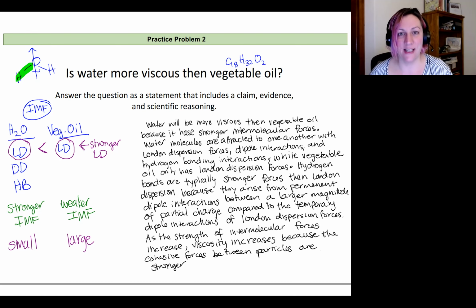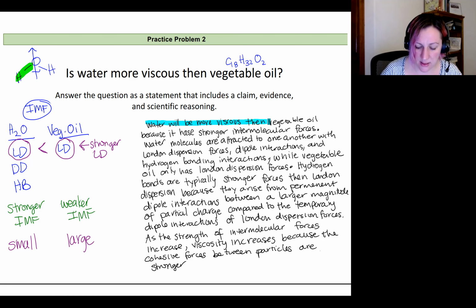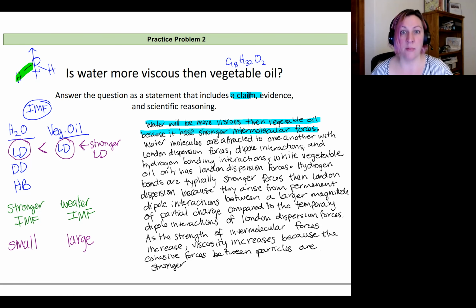and not read all the details unless we go, so water will be more viscous than vegetable oil because it has stronger intermolecular forces. That right there is my claim or my statement or my opinion. That's what I'm starting with. So now we need to look for the evidence. That should be the next thing that directly supports that first claim that's made.